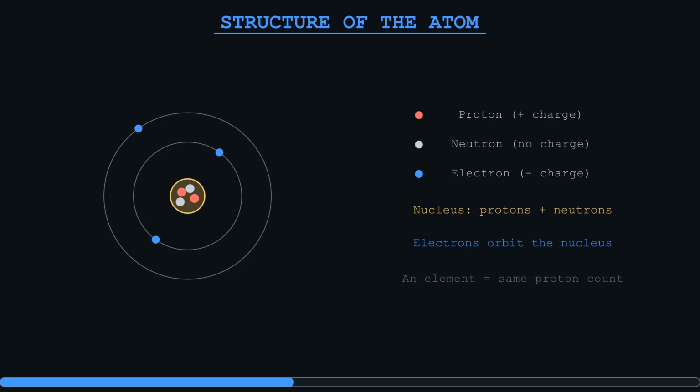All matter is made of atoms. Each atom has a nucleus at its center, containing positively charged protons and uncharged neutrons. Negatively charged electrons orbit the nucleus. An element is defined by how many protons its atoms have. Aluminium, for example, always has 13 protons.